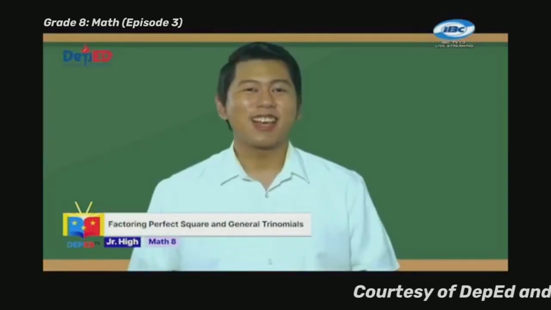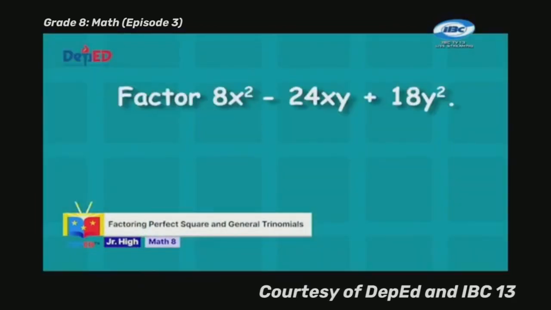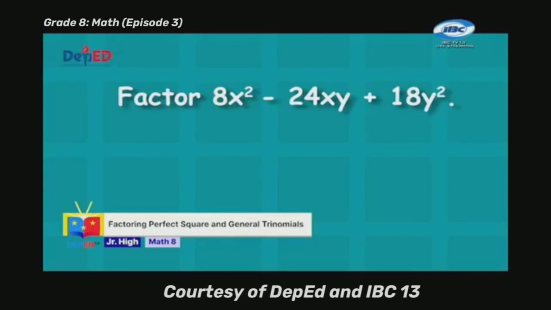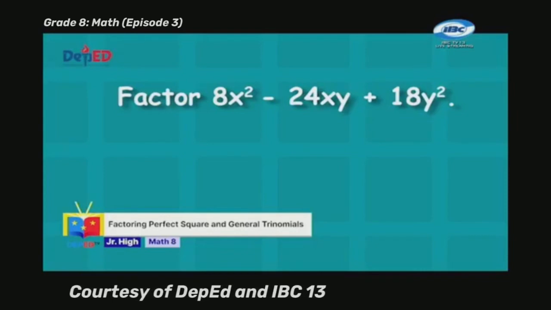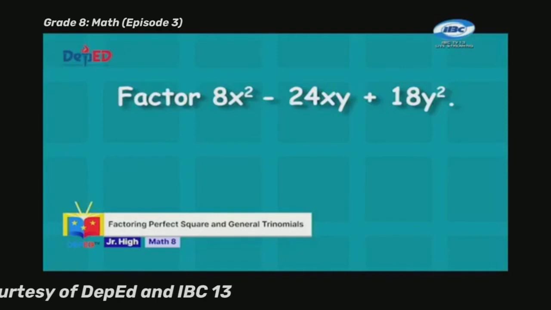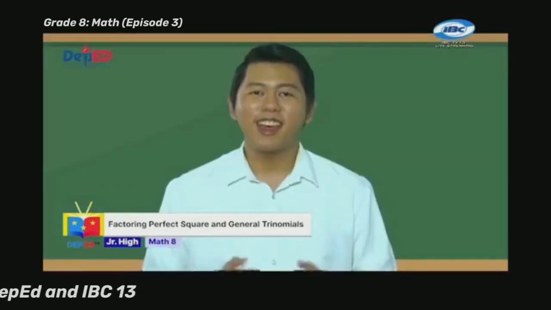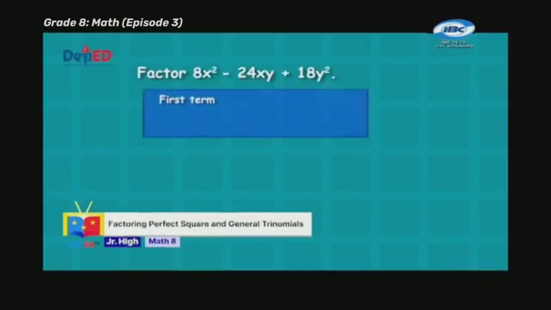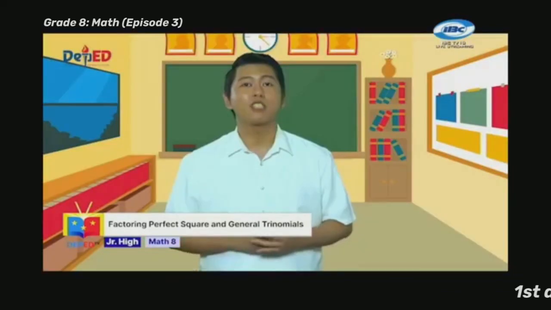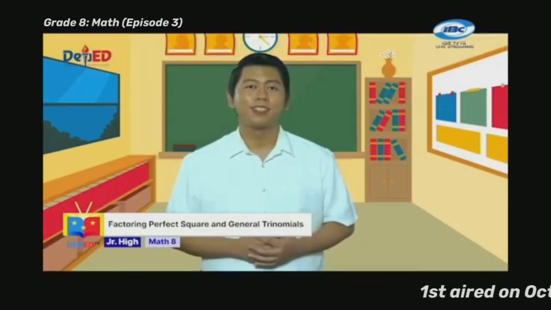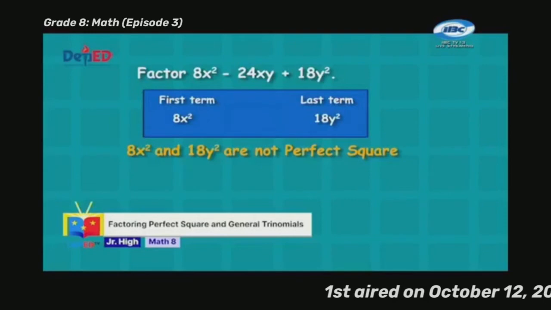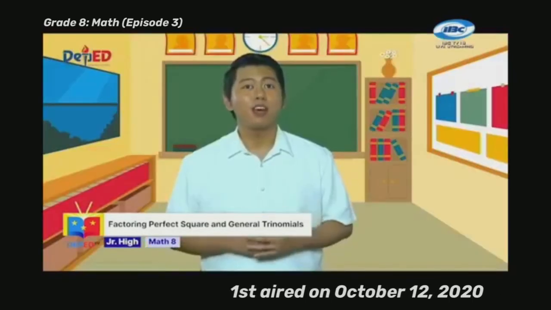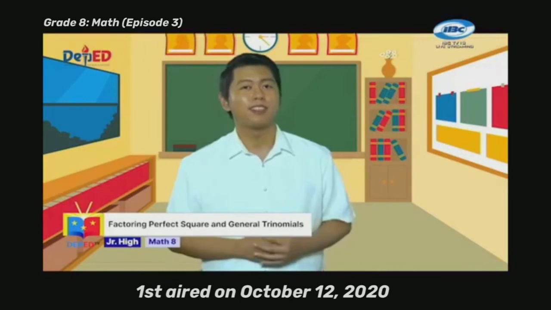Let us try this example. Factor the polynomial 8x squared minus 24xy plus 18y squared. It is a trinomial. But is it a perfect square trinomial? Look at 8x squared and 18y squared. This cannot be shown as expressions to the power of 2. Hence, they are not perfect squares. So there must be another way to factor the polynomial.